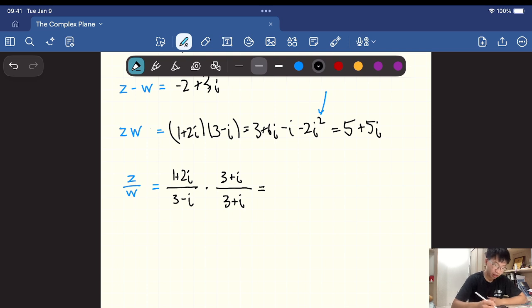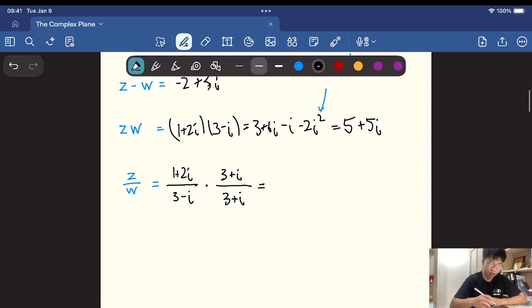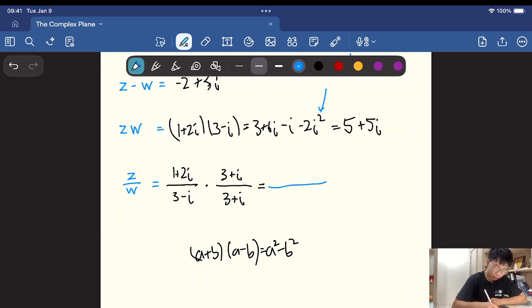For multiplication, sorry, for division, we want to multiply the denominator by its conjugate. So using what we know, that a plus b times a minus b is equal to a squared minus b squared, actually, sorry. Using this, we want to multiply by the conjugate. You guys know what the conjugate is; we'll talk about it later, actually. So for 3 minus i, the conjugate is going to be 3 plus i, and you want to multiply both sides by it.